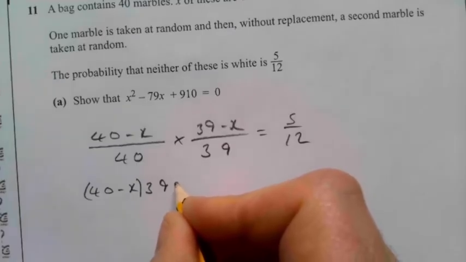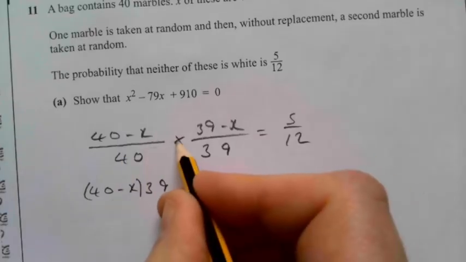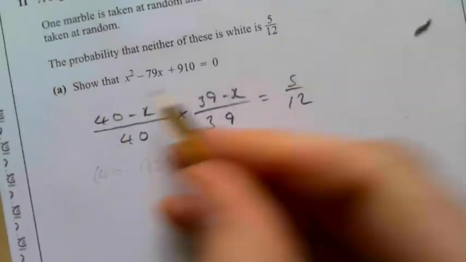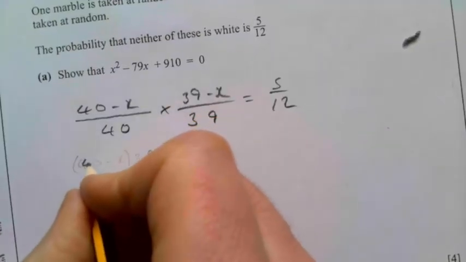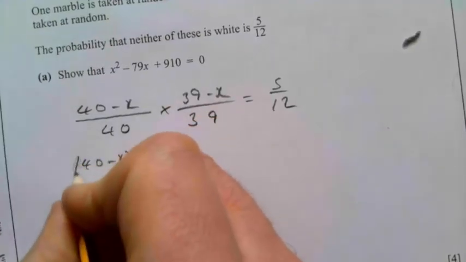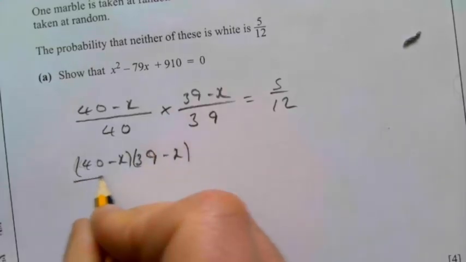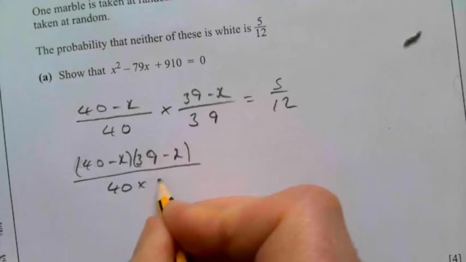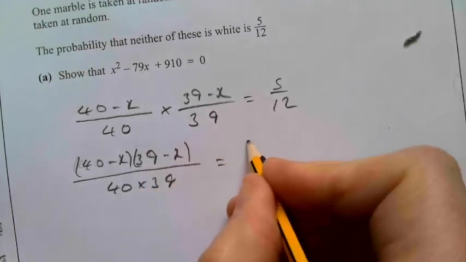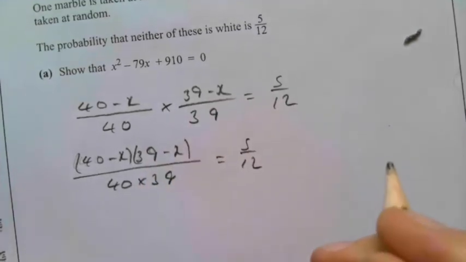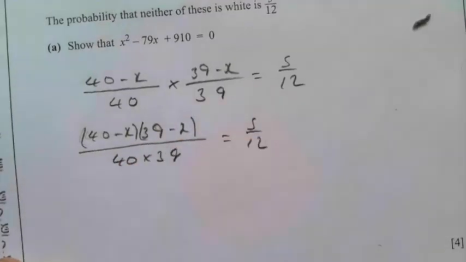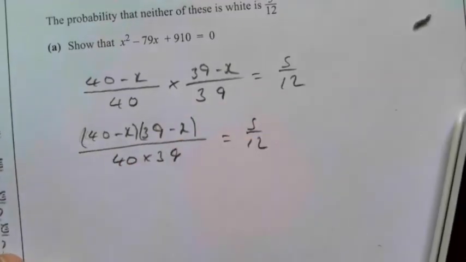In fact, no, sorry, I'm being silly here. Because they're multiplying, obviously we just need to multiply the two tops. I thought we were adding the two fractions, but we're not. So top times top, bottom times bottom. So it's going to be 40 minus x times 39 minus x all over 40 times 39 is 5/12. So 40 times 39, I think is 1560.